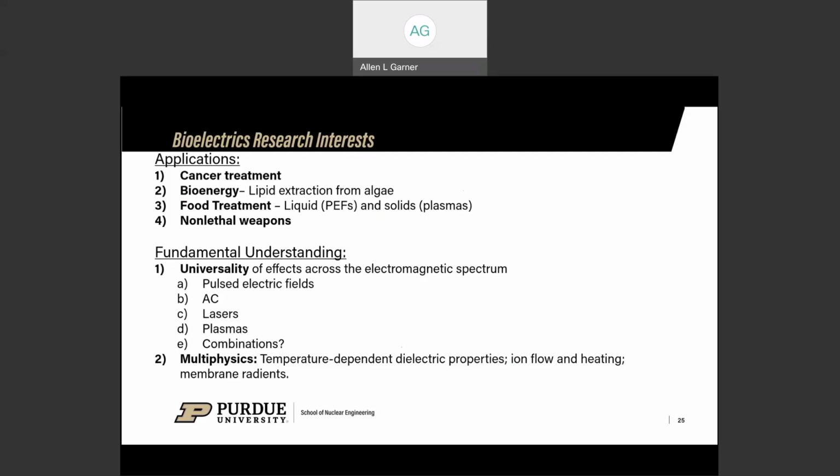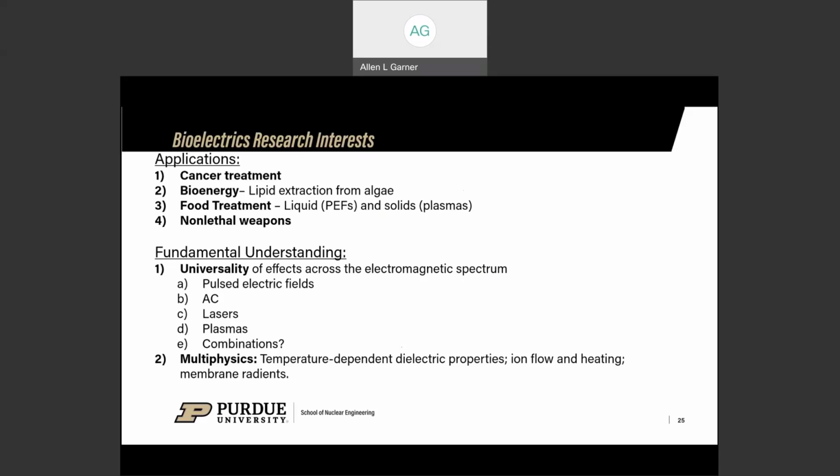The applications, some of the ones that we've looked at in my group: cancer treatment, bioenergy, food treatment, non-lethal weapons, or pain remediation. Those are some of the things that we're working on. From a fundamental perspective, I didn't touch on it too much here, but looking at the universality of effects across the electromagnetic spectrum, my group has done work in pulsed electric fields. We've done work on AC, not shown here, but we've done temperature gradient work on lasers. We do work in plasmas.